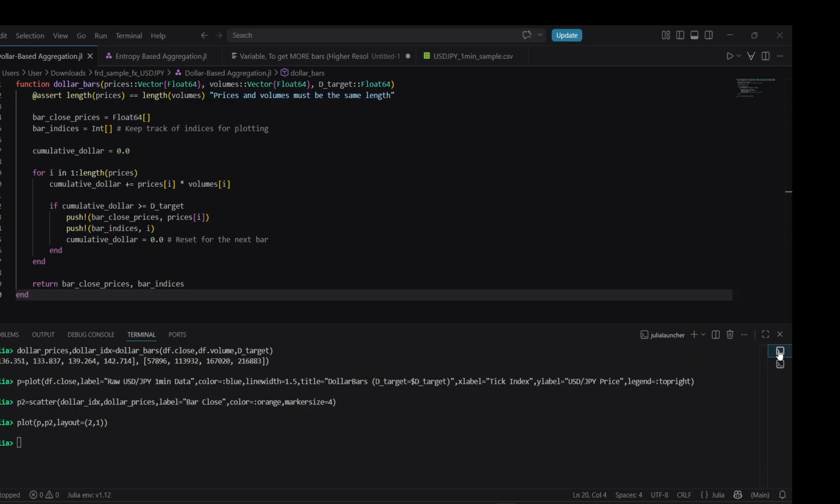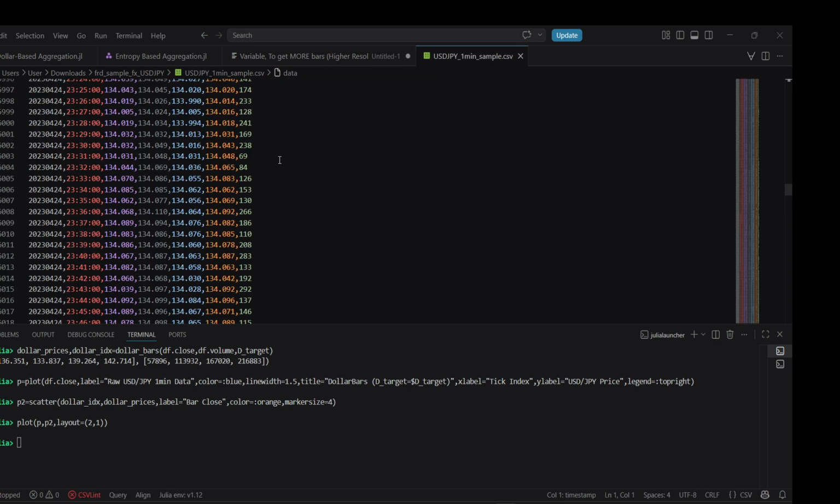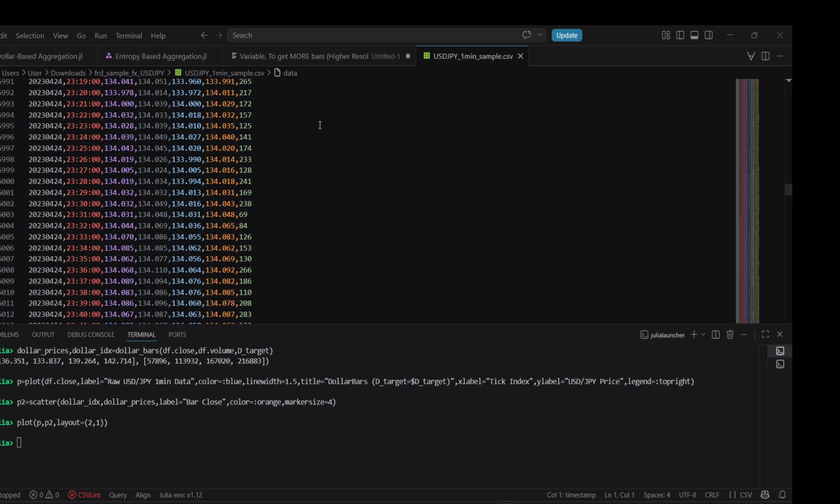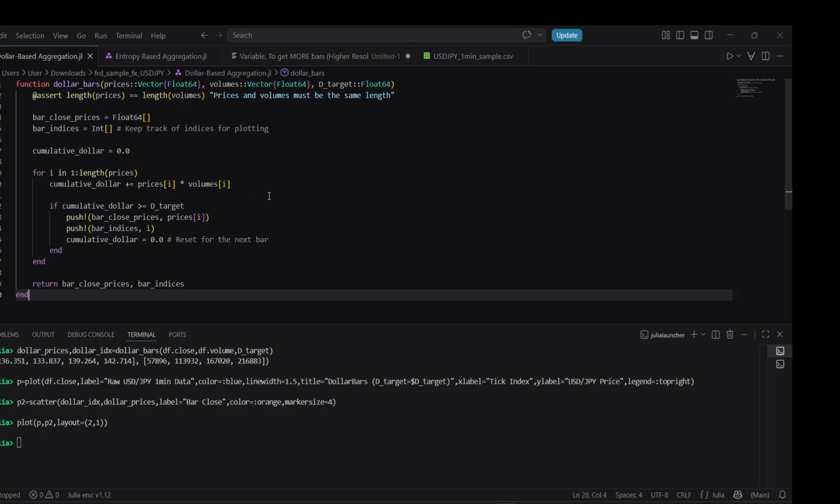Before we get into that, the data I'm using is my USD JPY 1 minute tick data. And this is the code for my aggregation. Now let's play around with this for a little. So let's say our target is $1,000, right? D sub target is $1,000.